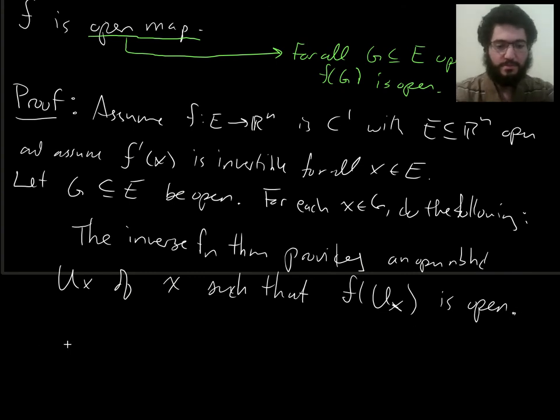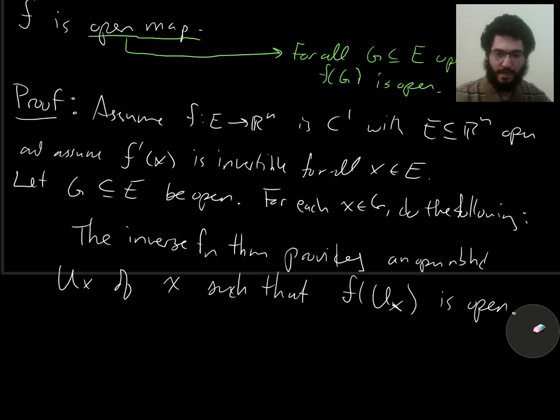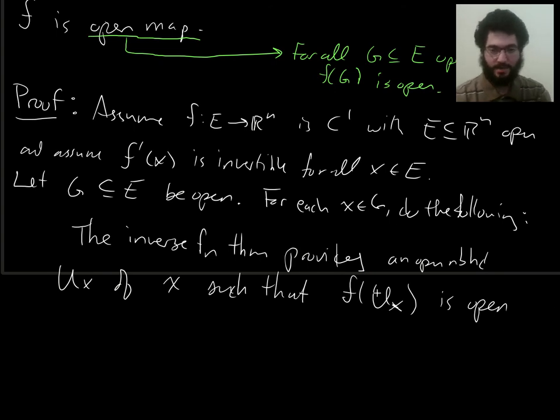Now, the problem is that u sub x is not necessarily a subset of G. And sure, I could intersect u sub x with G and I would get an open neighborhood of x, but then I wouldn't know that the image is open still. Well, I do know that, but I don't know it just from this part of the inverse function theorem. So I actually need more from the inverse function theorem. I kind of need all of it.